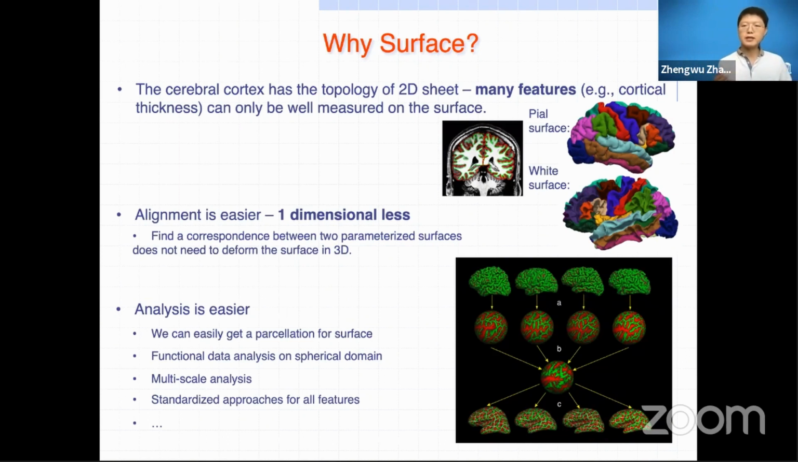You have basically two surfaces that you can extract from the brain. One is called the pial surface, which is outside the gray matter, and another one is called the white surface, which is in between the white matter and the gray matter. The white surface is more rough compared with the pial surface, and the white surface is what we use today for our analysis.